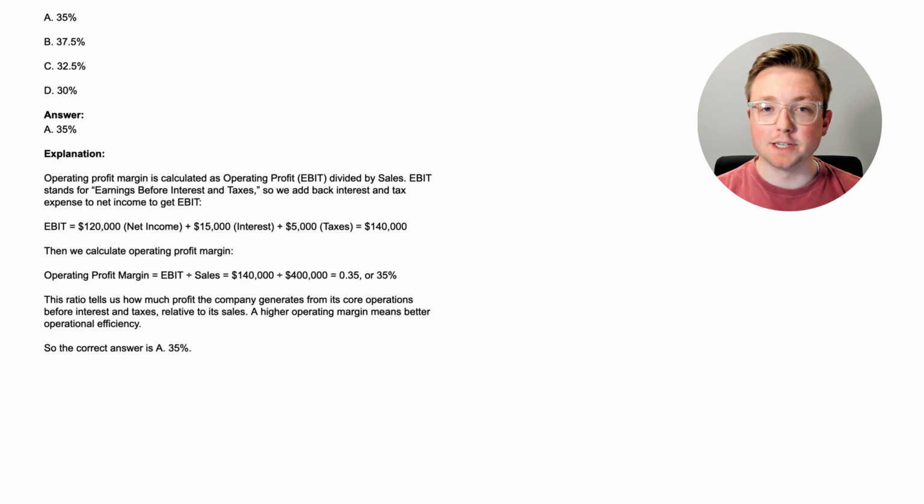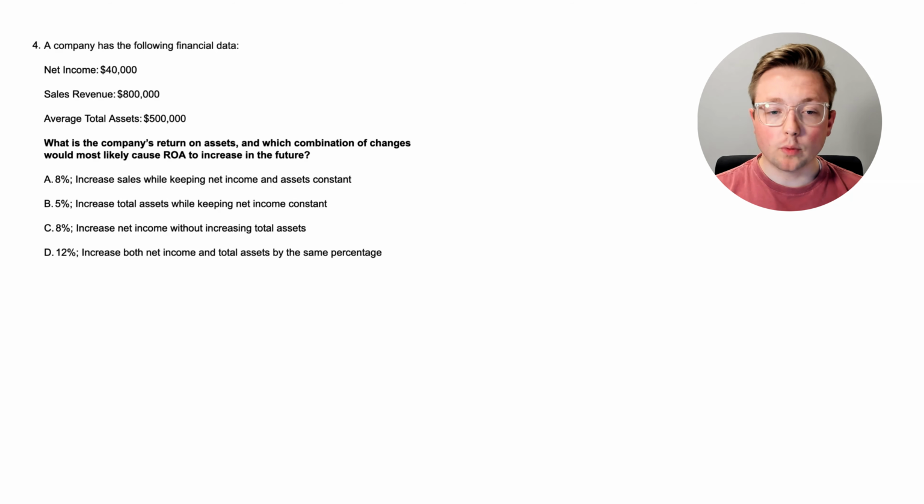Now let's go to the next question. All right, here we are at question 4. What is the company's return on assets, and which combination of changes would most likely cause ROA, or return on assets, to increase in the future? Let's go up to the top. A company has the following financial data. They have net income of $40,000, sales revenue of $800,000, and average total assets of $500,000. So what is their current return on assets? And then what changes might cause it to go up even more in the future?